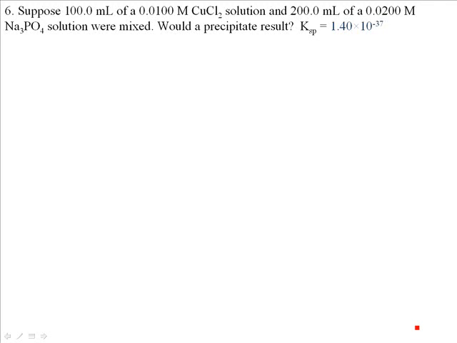In this problem, we are mixing two solutions together. So anytime you mix two solutions together, you have to do a dilution. So we have copper chloride. We have 100 milliliters of it in a 0.01 molar solution. And we have sodium phosphate. We have 200 milliliters of it in a 0.02 molar solution.